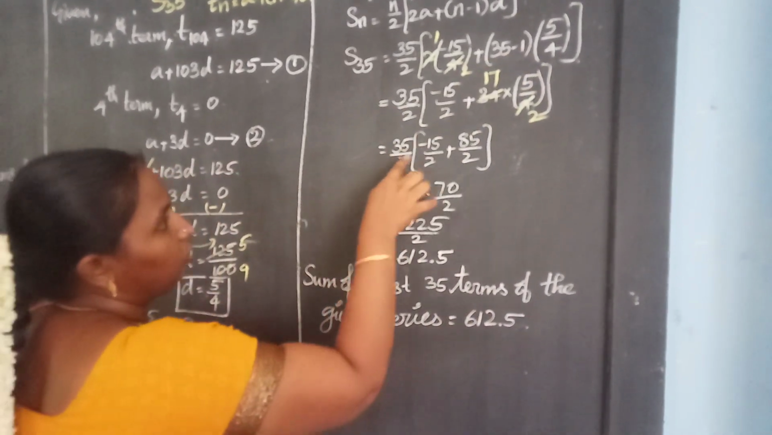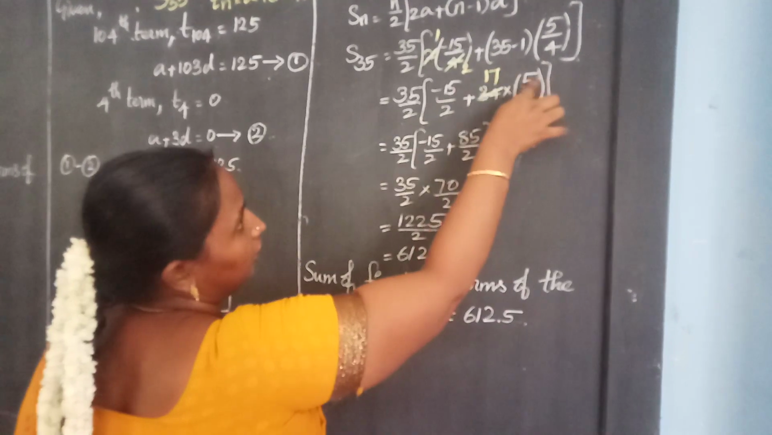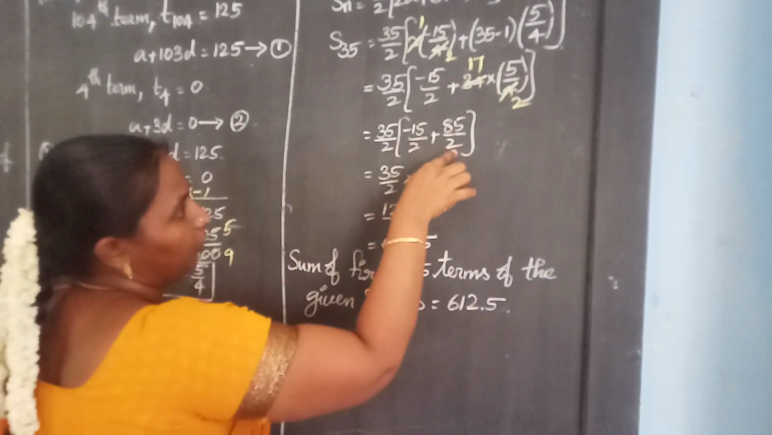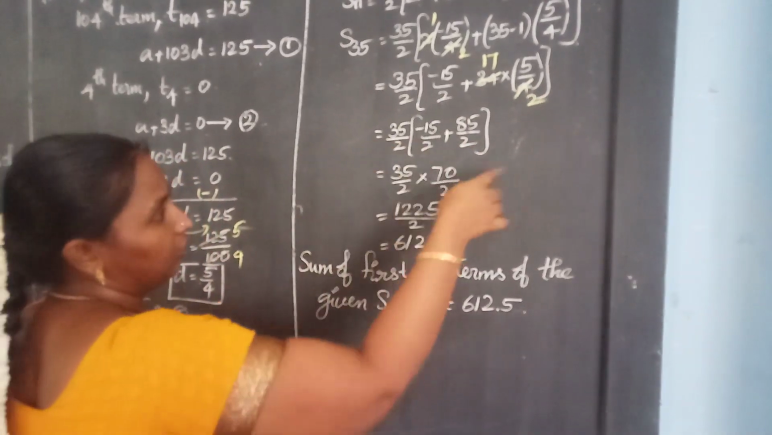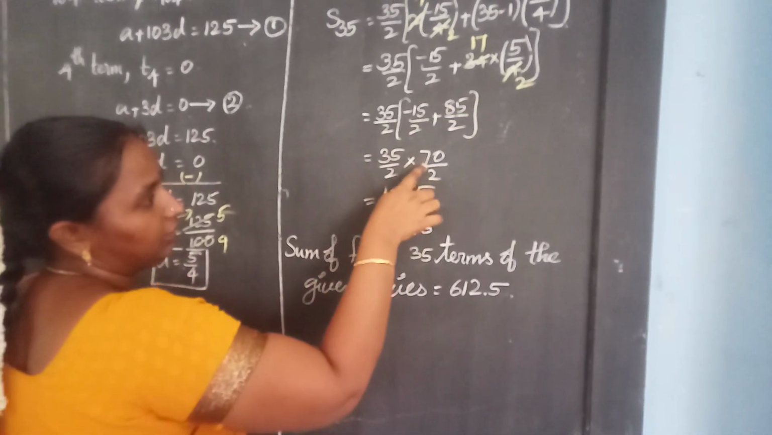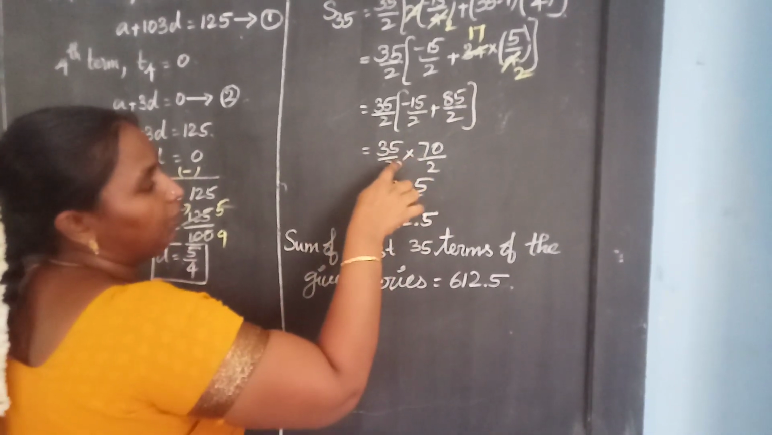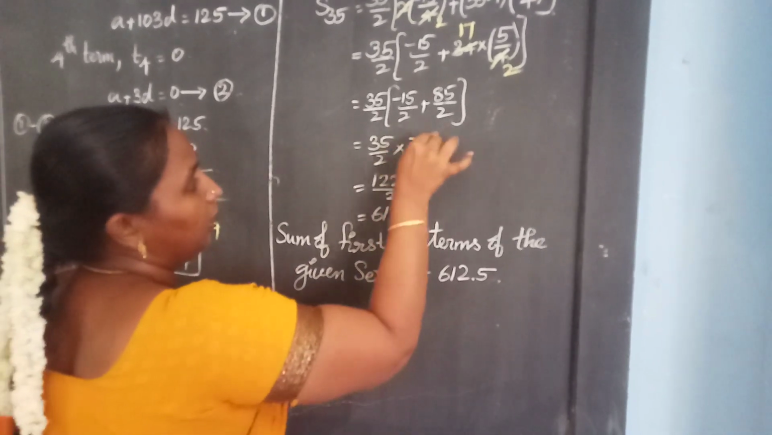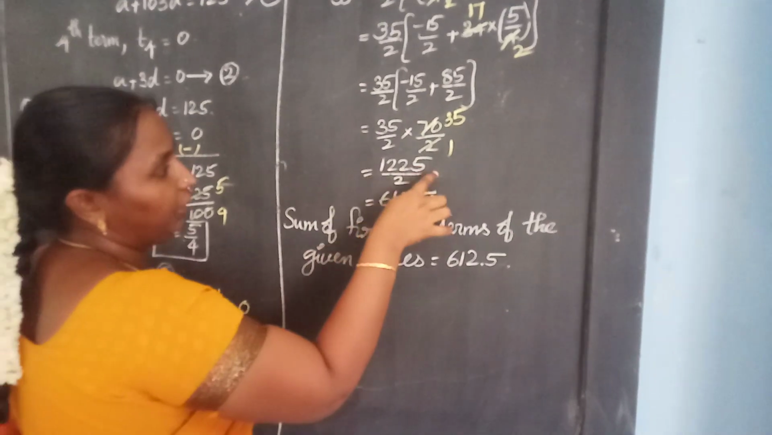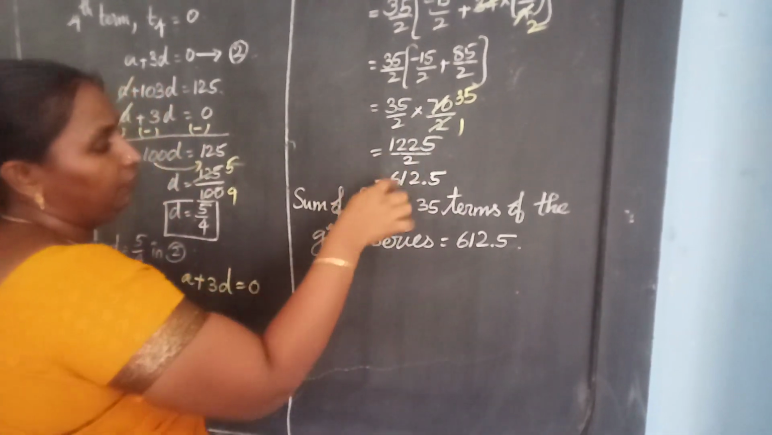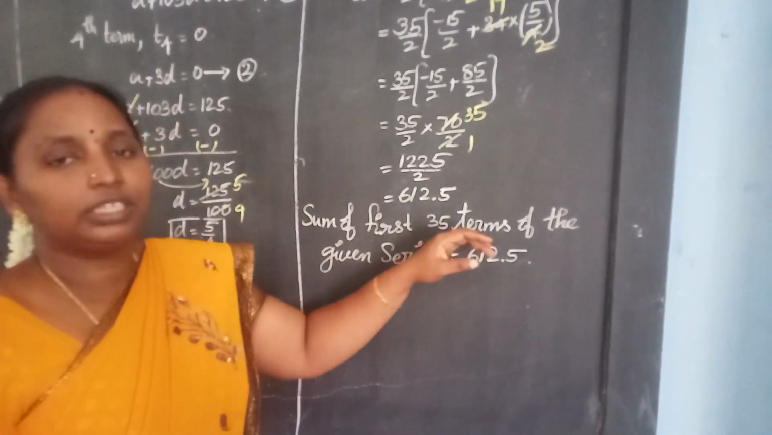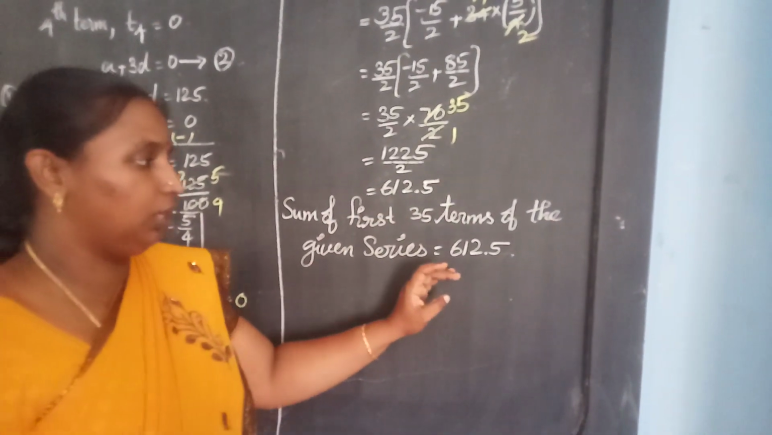So 35 by 2 into minus 15 by 2 plus 17 into 5 will get 85. So you will get 85 by 2. Here there are like fractions. You can subtract or add the numerators directly. So minus 15 plus 85 you will get 70 by 2. So 35 by 2 into 70 by 2. 2 35s are 70. 35 into 35 you get 1225 divided by 2. If you divide now you get 612.5. So sum of first 35 terms of the given series equal to 612.5.